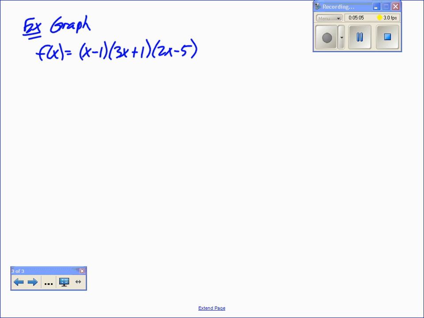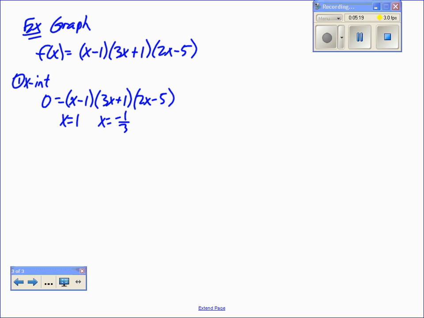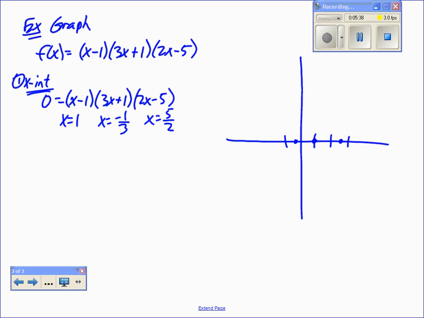Okay. Well, we're going to start out finding our x-intercepts again. So we're going to let f of x be 0, and our y value is 0 for the x-intercept. So 1, negative 1/3, 5 halves. So 1, comma 0, negative 1/3, comma 0, and 5 halves is just 2.5. Okay, you see the 3 zeros here? So you go ahead and you get your x-intercepts on there.